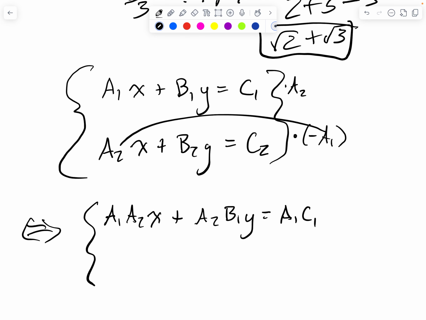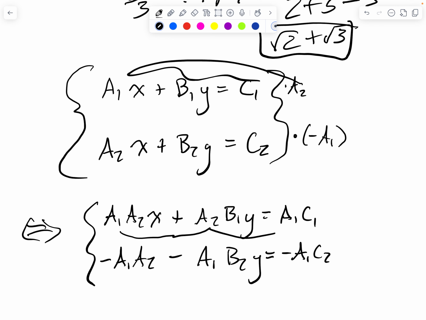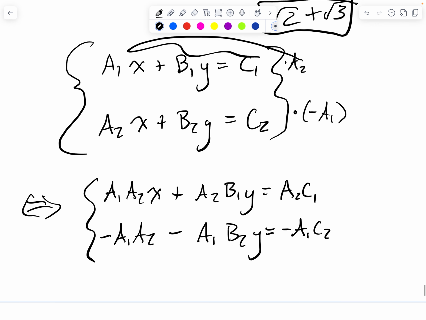Because when we do this, I got negative a1, a2, and negative a1, b2, and negative a1, c2. Now I think I did it right. Everything got an a2. Oh, I messed it up. It's good to double check. Don't wait till the very end to check your work. Check after each step. Everything got an a2, and now did everything get a negative a1? Negative a1, negative a1? It did. All right, I think I'm confident.